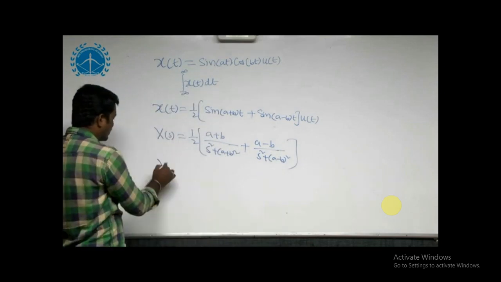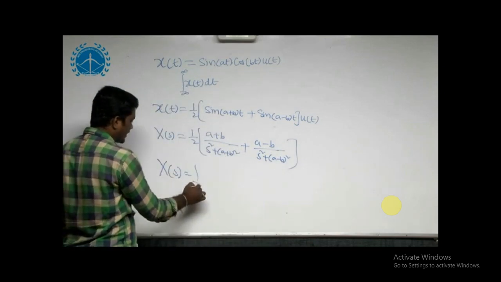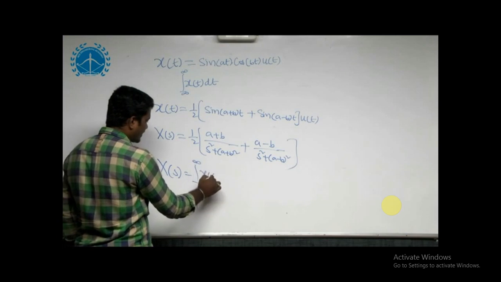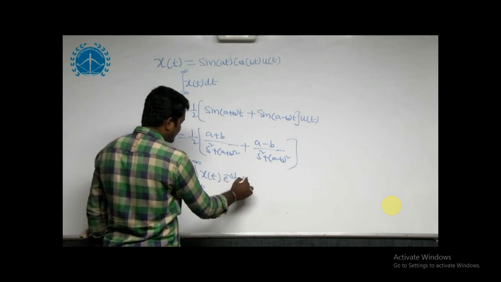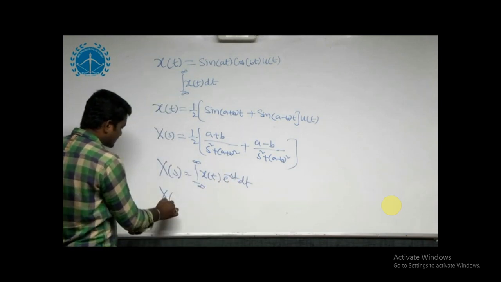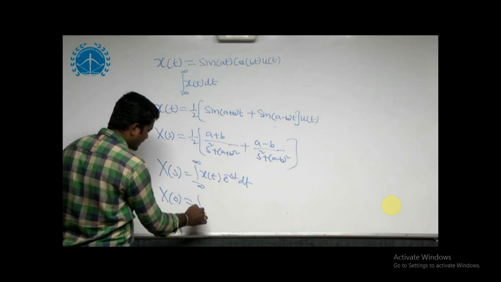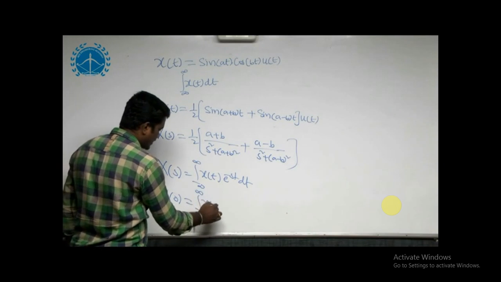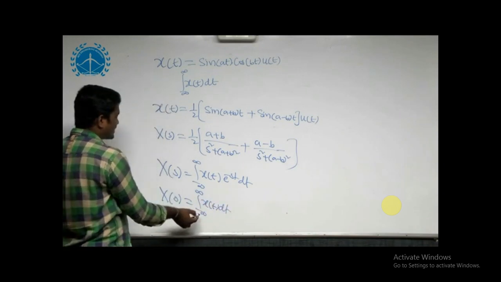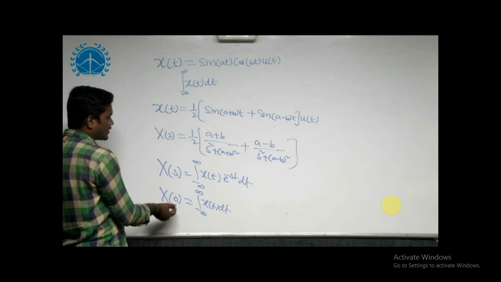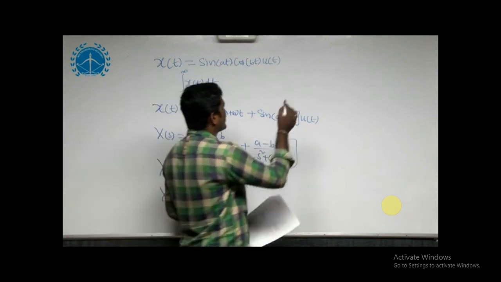So we know the Laplace transform formula, integral from minus infinity to plus infinity of x of t e power minus st dt. So let us substitute s as 0. So integral from minus infinity to plus infinity of x of t dt, this value is nothing but capital X of 0. Let us substitute s equal to 0 in this equation.